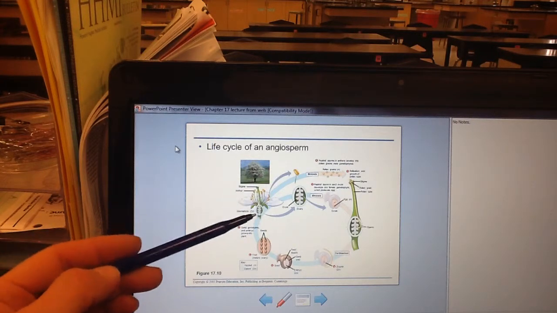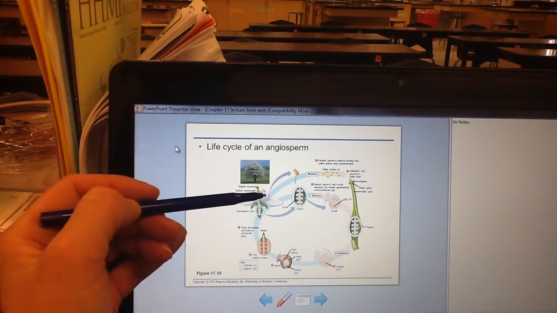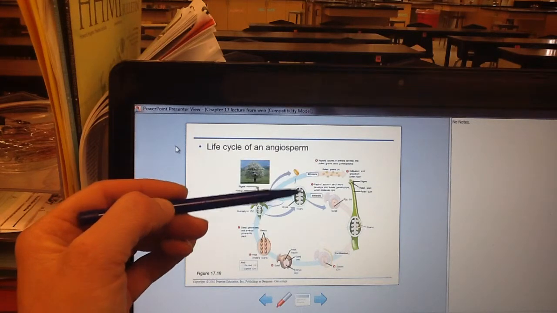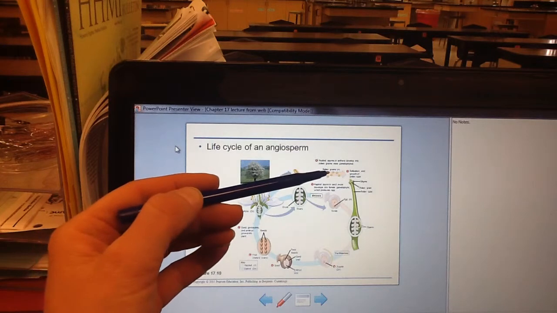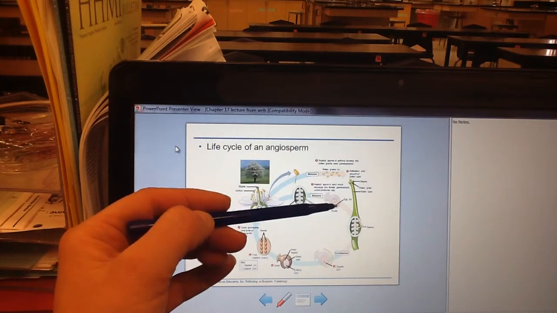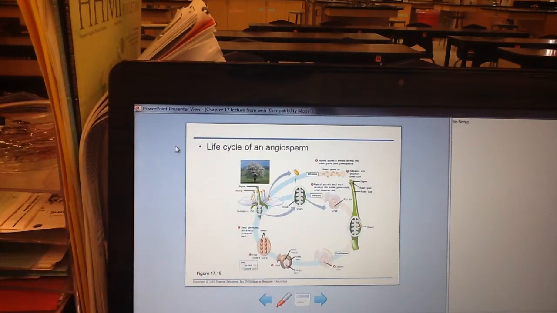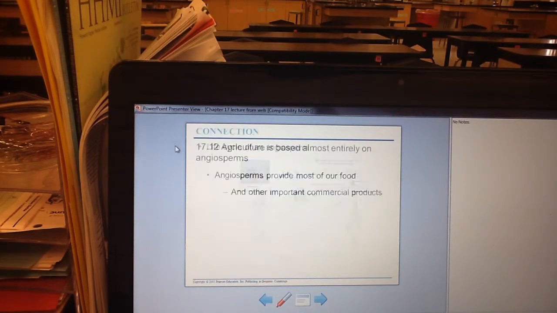Your flower will then bloom, reproduce, producing the male and female reproductive parts, which then go through meiosis to make the pollen and the egg so that we can have fertilization happen once again. And that's the life cycle of an angiosperm.